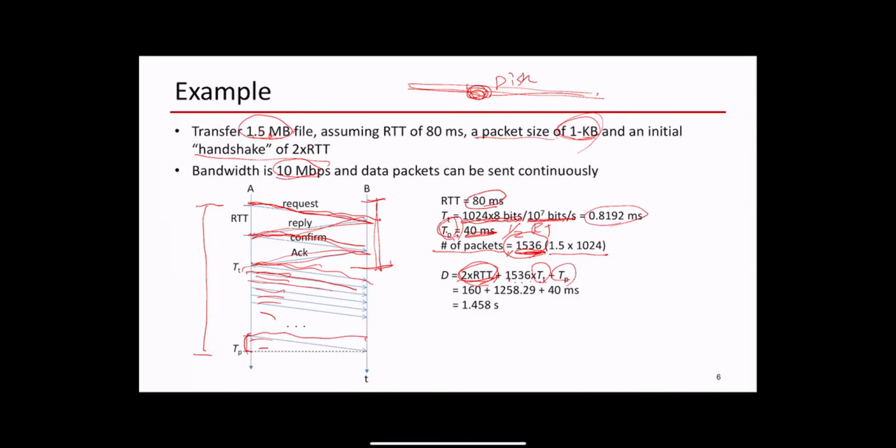Then in the end, I have to count this. If I cannot continuously send, I have to count TT plus TP every time. But in this case, I can keep sending, so I only need to care about this TP in the end. Clear? So the total time takes about 1.4 seconds. Clear? You want me to do it again?